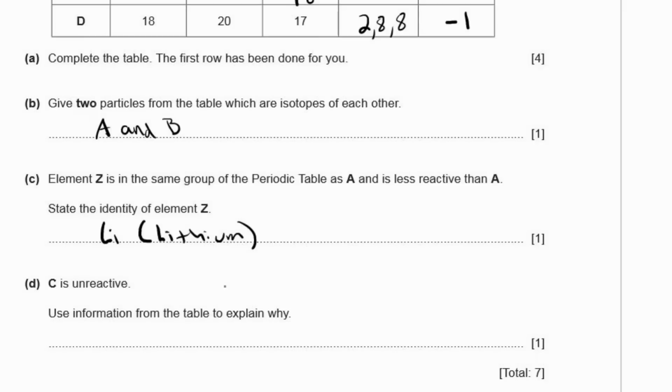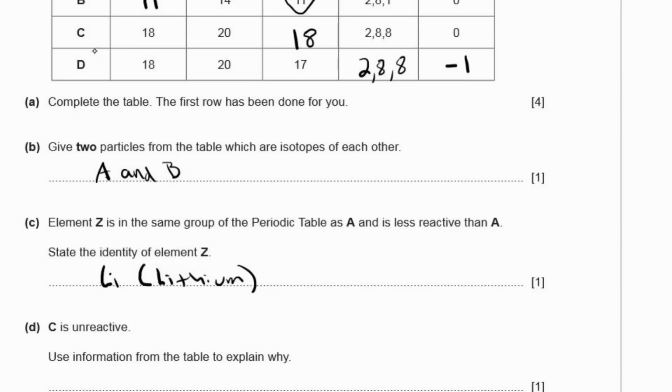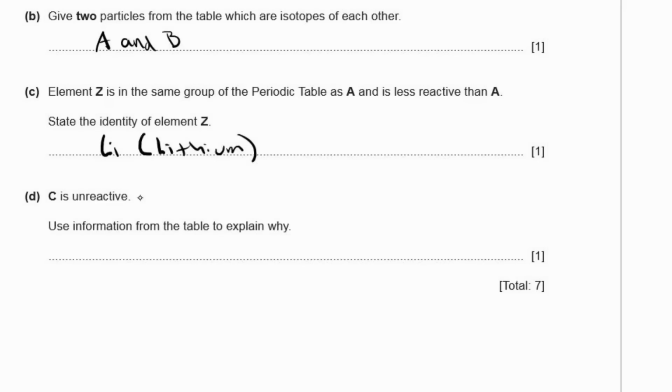Okay, D. C is unreactive. Use information from the table to explain why. Okay, let's look at C. It's unreactive. This is why it's unreactive. 2, 8, 8. It has a full outer shell. So is D, but D is an ion. It's charged. All right, so that's why it's unreactive. So C has a full 8 electrons in the outer shell.